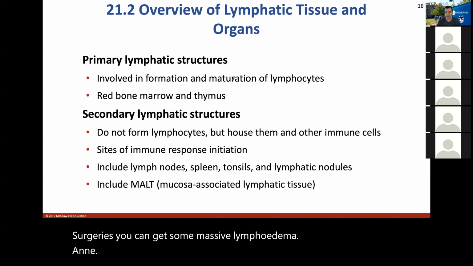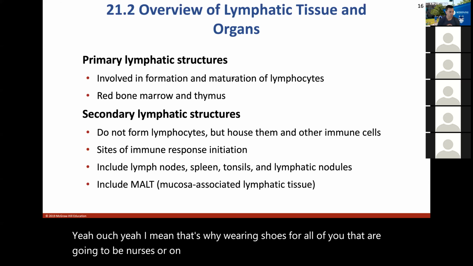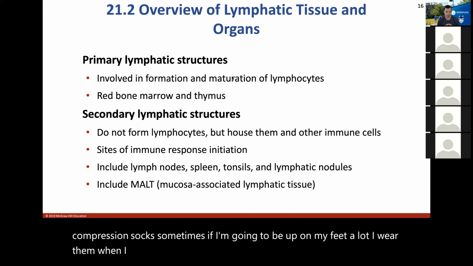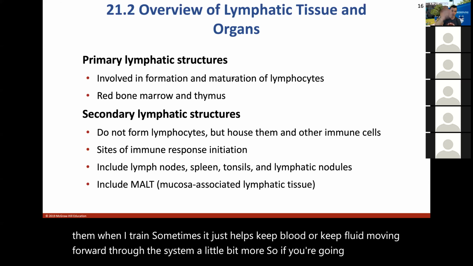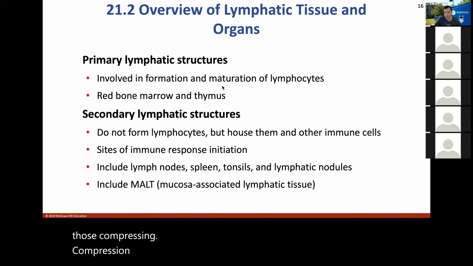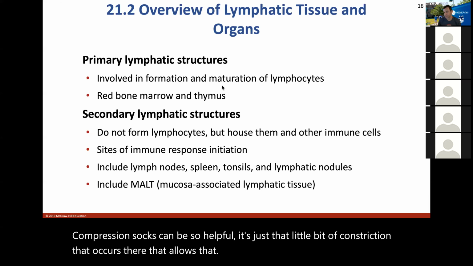Yeah, ouch. That's why wearing compression socks, for all of you that are going to be nurses or on your feet all day long, helps. I wear compression socks sometimes if I'm going to be up on my feet a lot. I wear them when I train sometimes. It just helps keep fluid moving forward through the system a little bit more. So if you're going to exercise a lot, or if you're going to be on your feet all day long, wearing those compression socks can be so helpful. It's just that little bit of constriction that allows that fluid to get pushed forward through the system a little bit more.